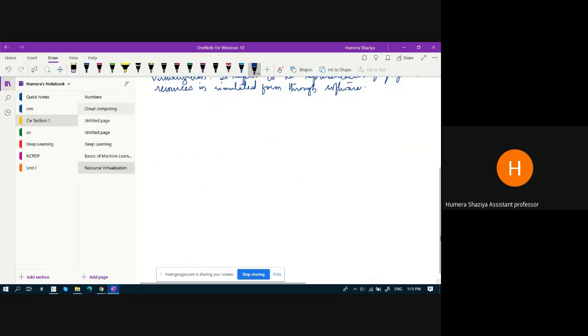Virtualizing physical computing resources. How is it done? This is done by transforming physical units through a layer of virtualization into multiple instances.